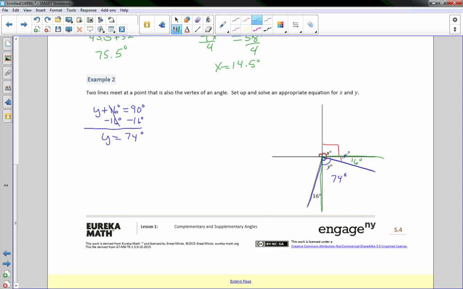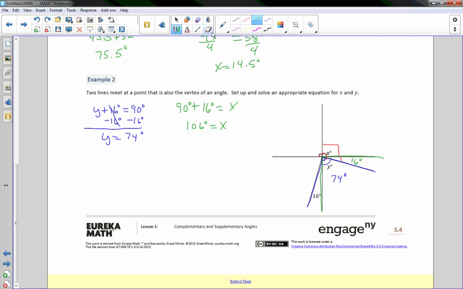So if this is 90 degrees and the angle that we're looking for, x, is this whole thing, then 90 degrees plus that 16 degrees is going to equal x. So 90 plus 16 is 106. And that is the measure of angle x.